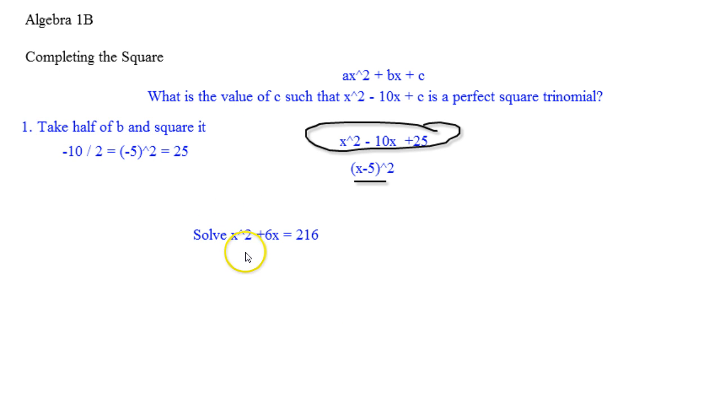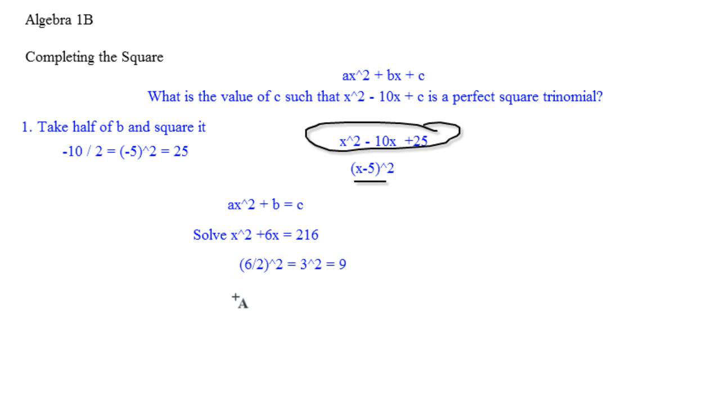Now what I'm going to do is take half of b. I know this is not exactly the same form as up here. This is actually ax squared plus bx equals c. But we're still going to take half of b and square it. So in this case, half of b is 6 divided by 2, and then we square it. This equals 3 squared, which is 9.